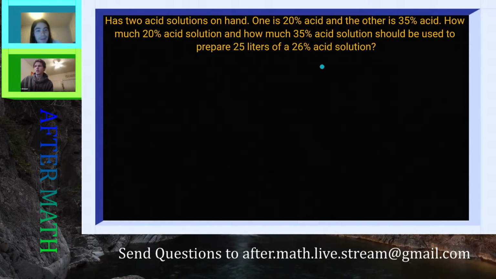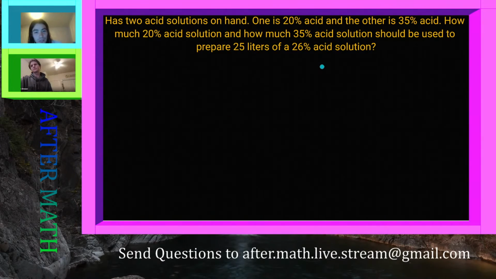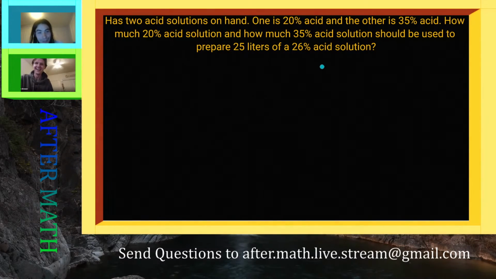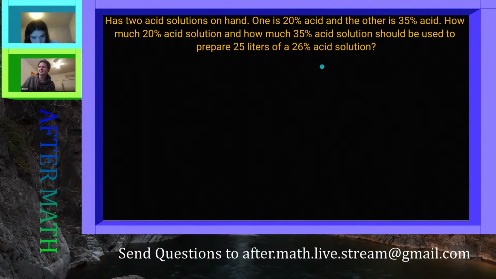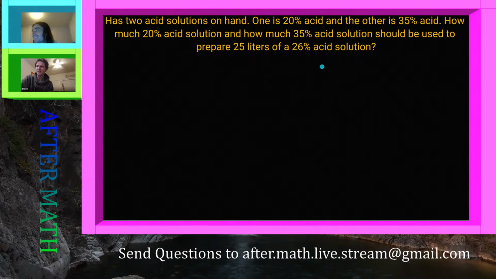Okay. Has two acid solutions on hand. One is 20% acid. I don't know, I must have not written out this question all the way. That's my bad. Jaden's gonna melt the world with his acid. My acid solutions. Cool.